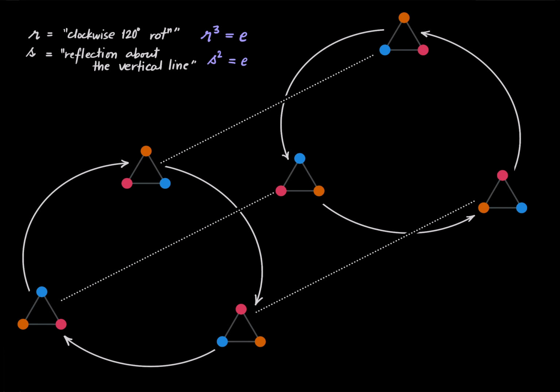If you apply, maybe I'll be more detailed, if you apply S 2 times in succession, you get the do nothing transformation, which we can abbreviate as S squared equals identity. Or in other words, S is its own inverse, right?